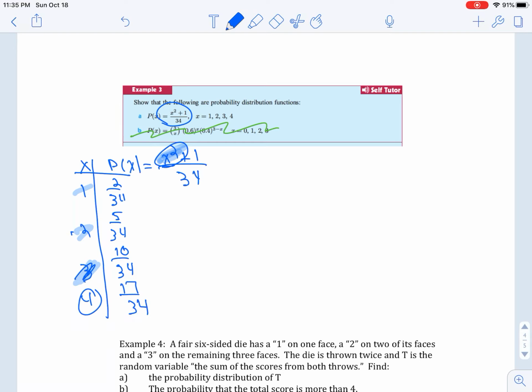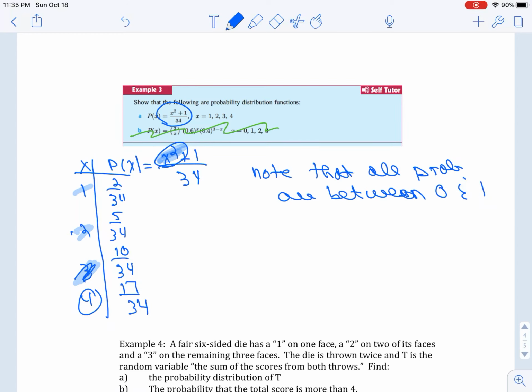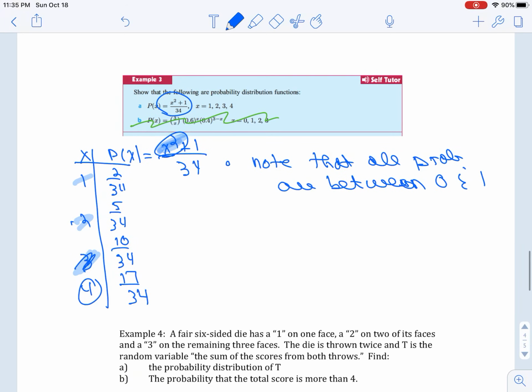All right, so the first thing to note is that all probabilities are between 0 and 1. That was the first quality of probability distribution functions.